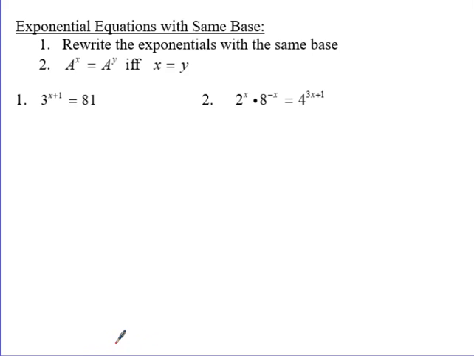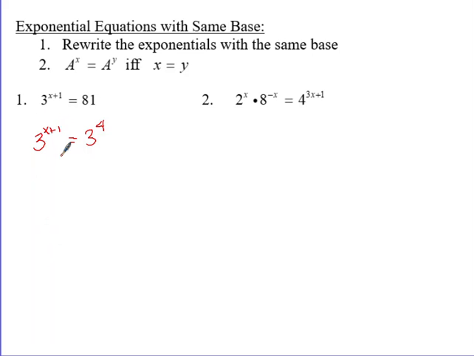So, our first problem is 3 to the x plus 1 equals 81. One way we could solve this problem is by rewriting it so that both sides of the equation have the same base. 81 is 3 to the 4th power.